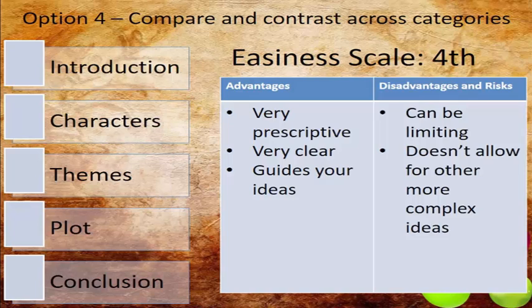Option 4 is compare and contrast across categories. So the structure may look like this, but of course you can choose the categories yourself. We start with introduction, characters, themes, plot, conclusion. The advantages are it's very prescriptive, it's very clear, and it guides your ideas.